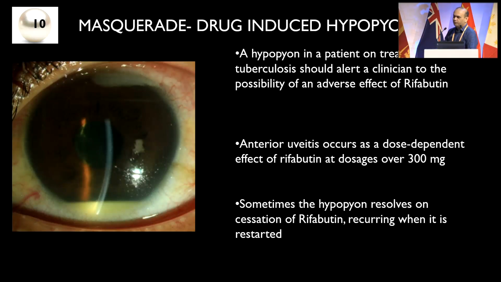Remember, a hypopyon in patients who are getting treated for tuberculosis may not necessarily mean a reactivation of the infection. Look for a careful drug history. If your patient is taking rifabutin, then anterior uveitis is known to be a dose-dependent effect of rifabutin at a dosage over 300 milligrams. It may even present with a unilateral or occasionally a bilateral hypopyon, and this hypopyon will resolve the moment you discontinue rifabutin. So keep in mind that you may be dealing with other entities also.